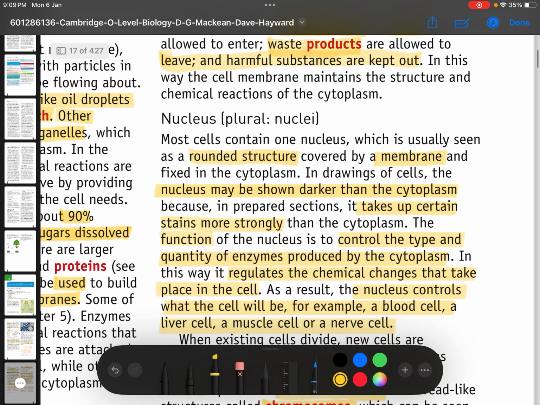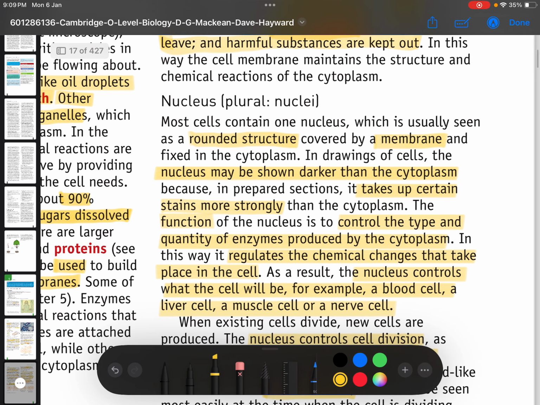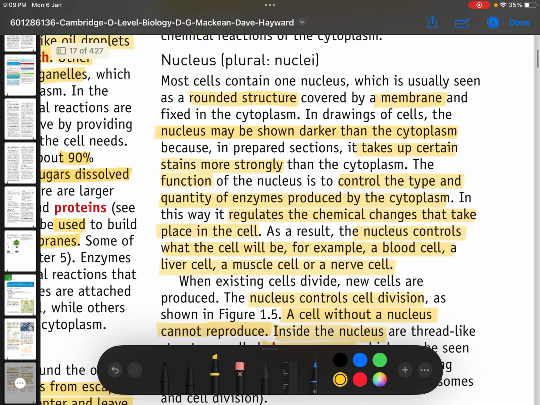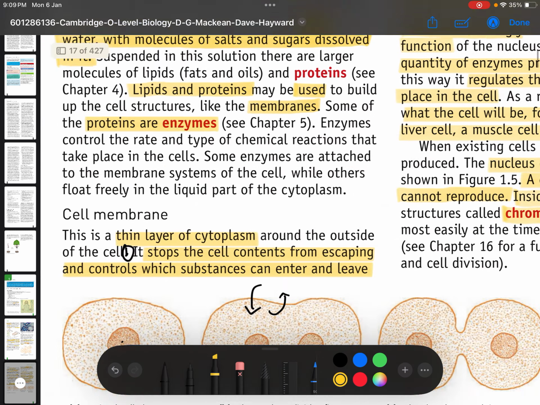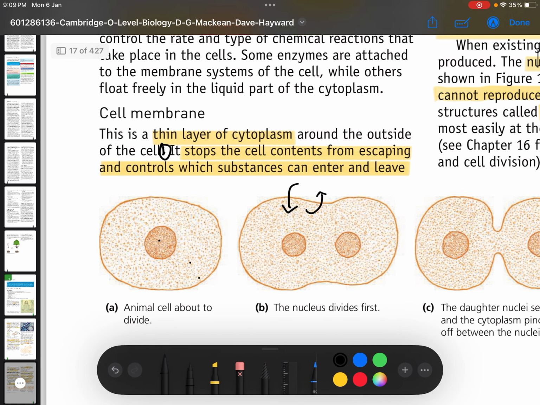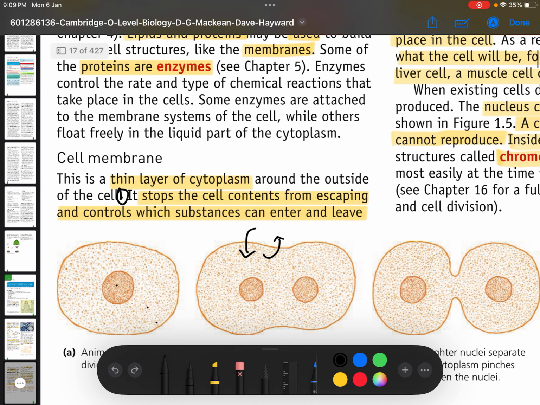Now, moving on to nucleus, plural nuclei. And most of the nuclei are round like structures, as we have seen in the previous image. They have their own membrane as well. That's something to keep in mind. That cell has its one cell membrane, but the nucleus as well has its own membrane inside too.